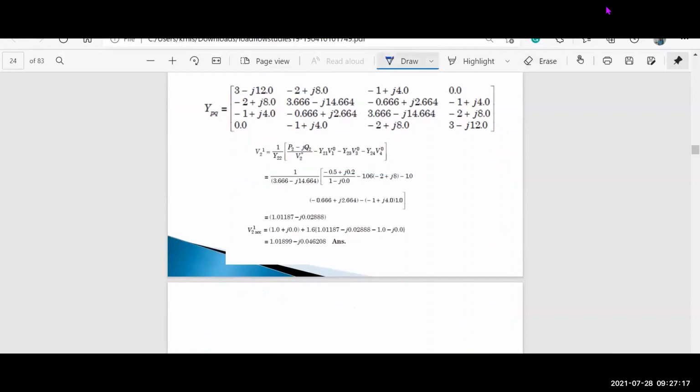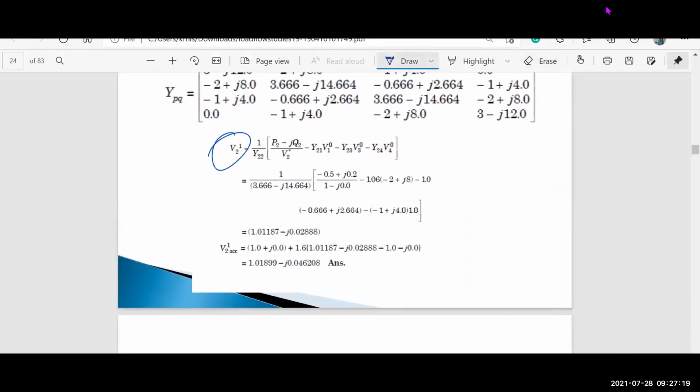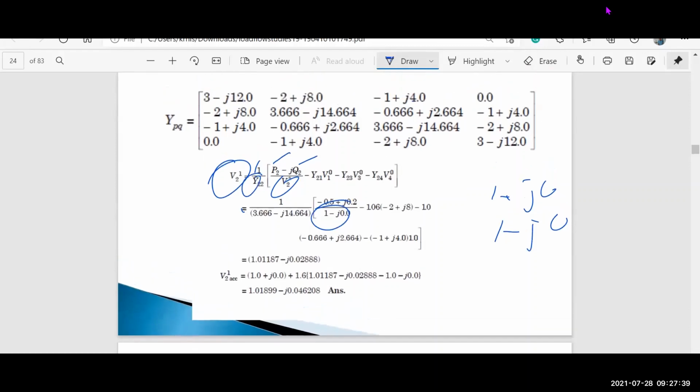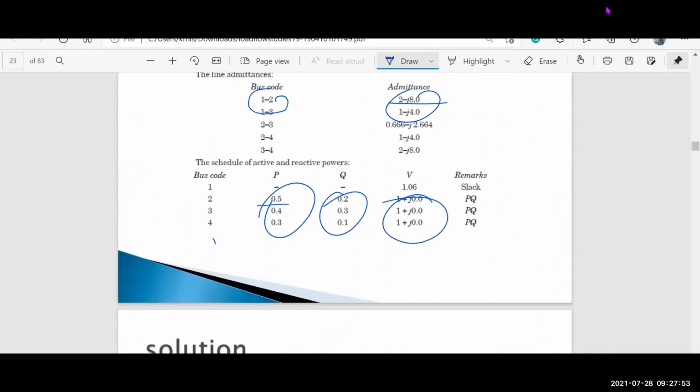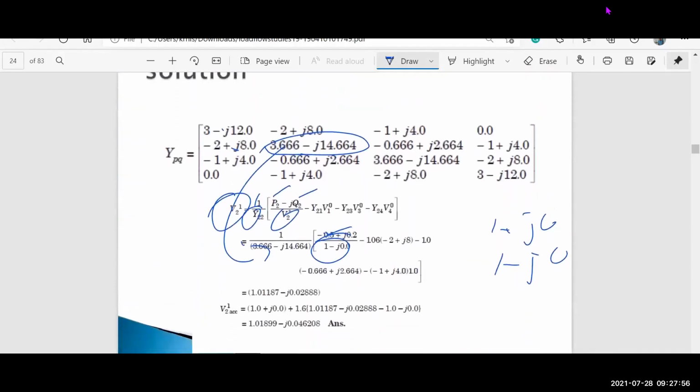So let's see. Let's come into this. This is your V2 1 equals 1 by Y22 times (P2 minus jQ2) divided by V2 star. The P value is given, the Q value is given, and V2 star has been given. Whatever V2 will be, like 1 plus j0, its conjugate means 1 minus j0 would be there. Over here they have used Y22, or you could take it from this 1, 2, 2 part. The P and Q values have also been given as 0.5, 0.2 and 0.2, so it has been done.